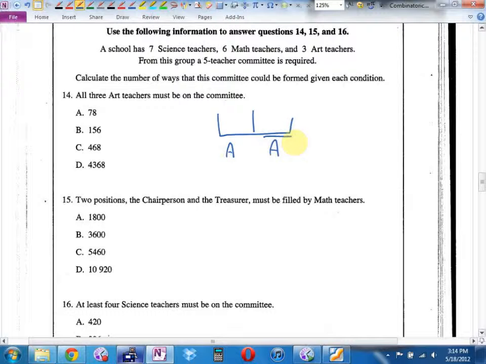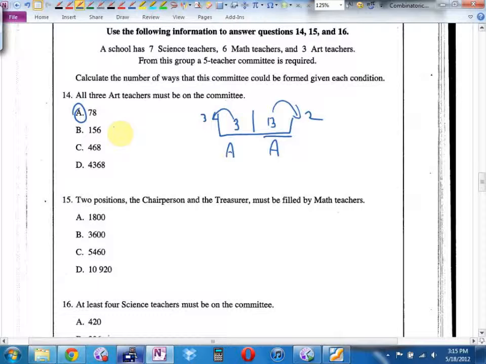How many art teachers are there grand total? 3. How many other teachers are there grand total? 13. According to A, how many art teachers must I take? 3. How many other teachers must I take? 3 choose 3, which is 1, times 13 choose 2, which I have no idea. I'm kind of leaning towards A. Sorry? 78? I kind of figured that would be.